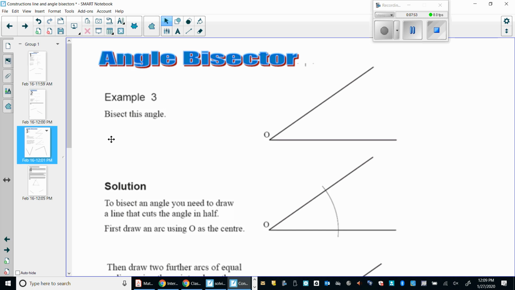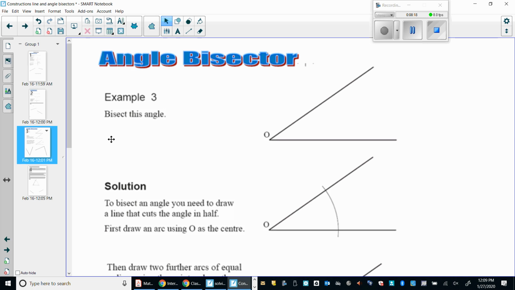Do not change your compass measurements. You then stick the compass point in one of those 2 marks that you've just made. So if I choose to put it on the left here, I'm then going to draw another arc, but this time it's going to be in the middle. Okay, so my compass point has been stretched out the same as it was here, and I'm now going to draw an arc in the middle.